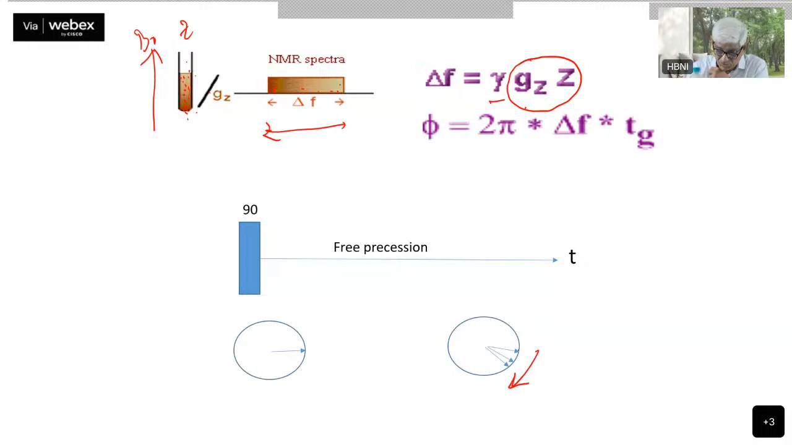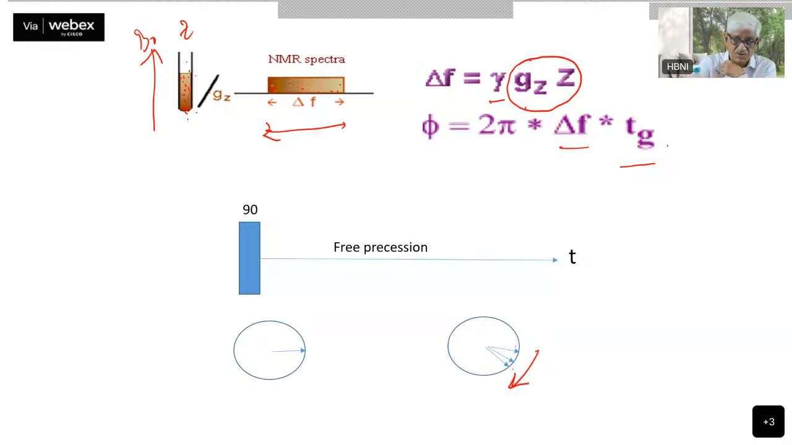So how much is the phase acquired? Depending upon how much it has moved, it has acquired a different phase, and that depends upon the duration of the gradient. This is called the gradient duration. So it will acquire a phase. The overall range of the phase is given by 2 pi times delta F times Tg. This is the gradient pulse, for how much duration you apply the gradient.